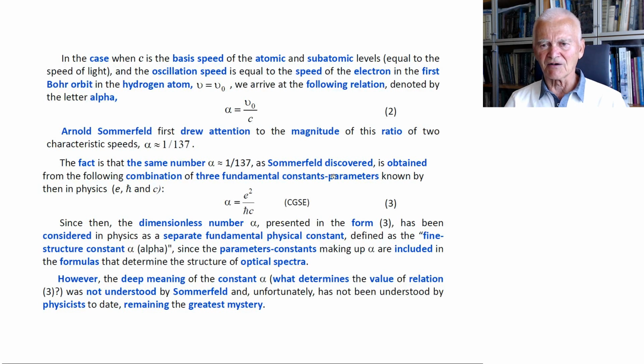In fact, the same number, 1/137, as Sommerfeld discovered, is obtained from the following combination of three fundamental constants known by then in physics: e, h bar, and c. Since then, the dimensionless number alpha, presented in this form, form 3, has been considered in physics as a separate fundamental physical constant, defined as the fine structure constant alpha, since the constants making up alpha are included in the formulas that determine the structure of optical spectra. However, the deep meaning of the constant alpha, what determines the value of relation 3, was not understood by Sommerfeld and unfortunately has not been understood by physicists today, remaining the greatest mystery.